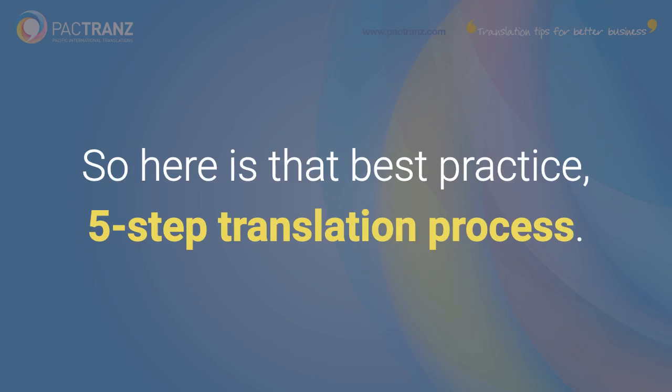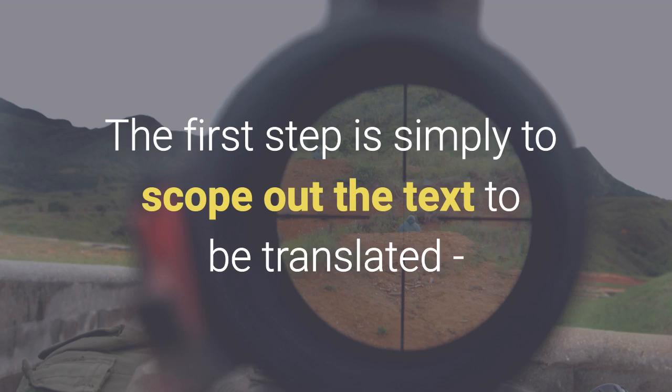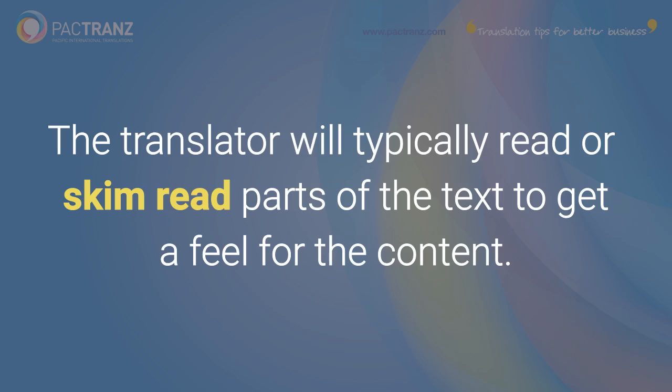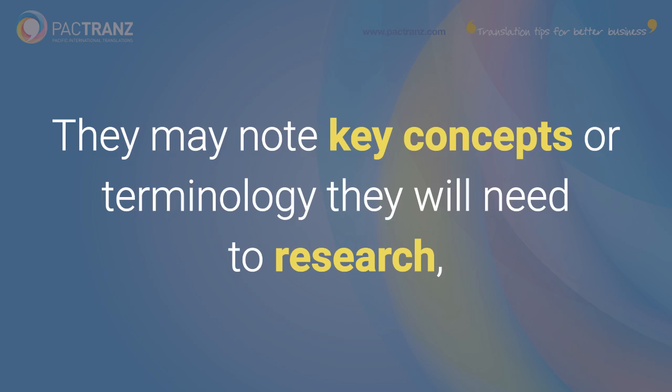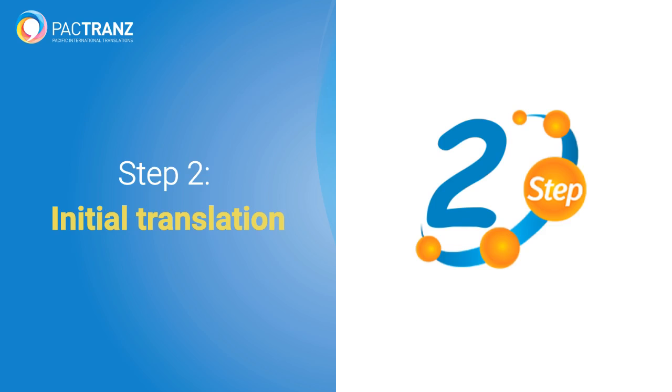So here is that best practice 5-step translation process. Step 1. Overview. The first step is simply to scope out the text to be translated, its subject matter, content, length, style, how technical it is, etc. The translator will typically read or skim read parts of the text to get a feel for the content. They may note key concepts or terminology they will need to research and will decide if any preliminary background reading is needed.